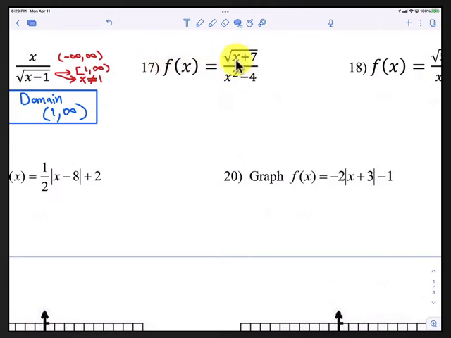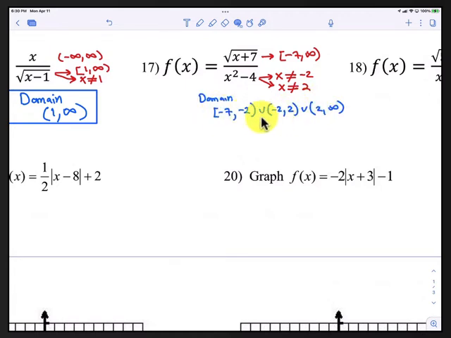All right, number 17. In the numerator, we have a radical, and we know that the radical can't be negative, so that means that we would have to start at -7 and go to infinity for the domain in the numerator, from -7 to infinity. Now, in the denominator, we have x squared minus 4, and the restriction there is that the denominator cannot equal 0. So what values of x would cause the denominator to be 0? That would be -2 and +2. So x cannot equal -2, and x cannot equal +2. So what is our domain? It's from -7 to infinity, but we have to remove both -2 and +2 from that.